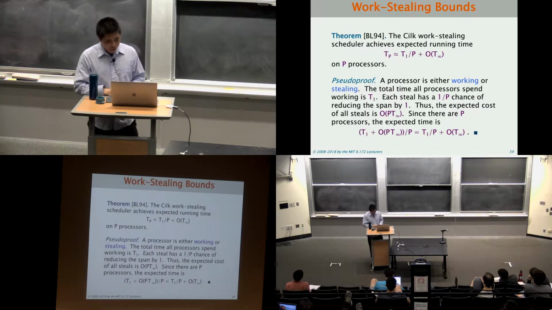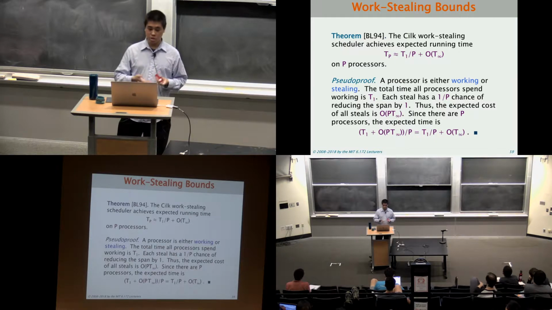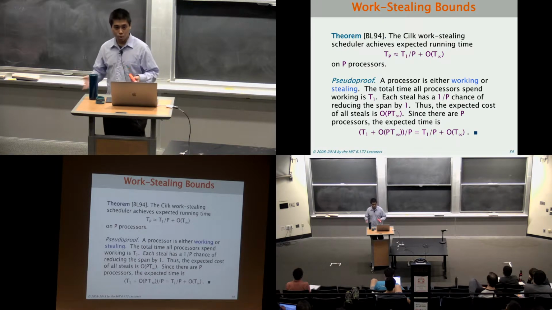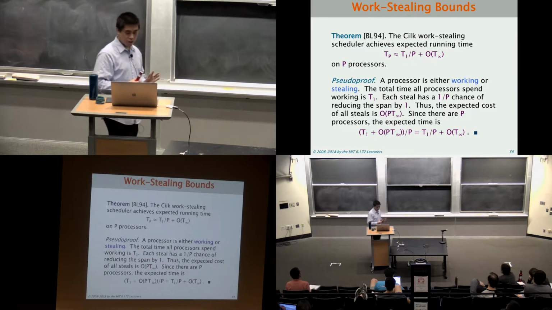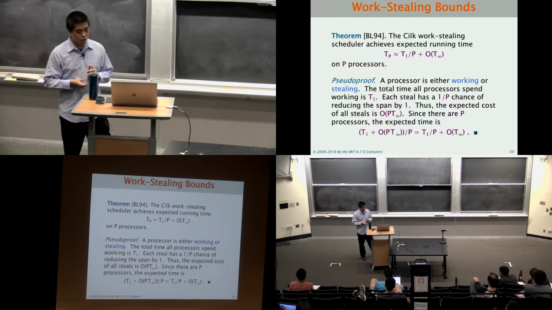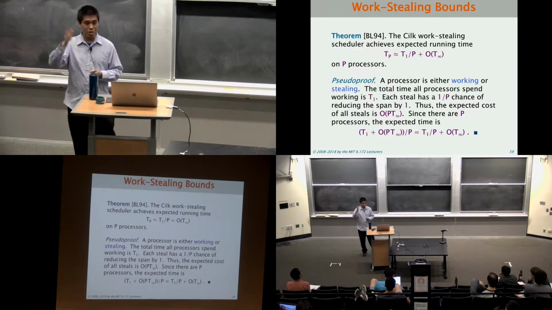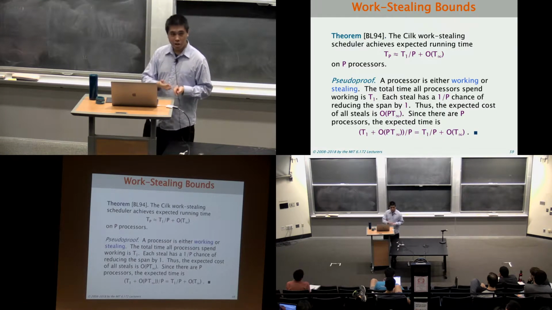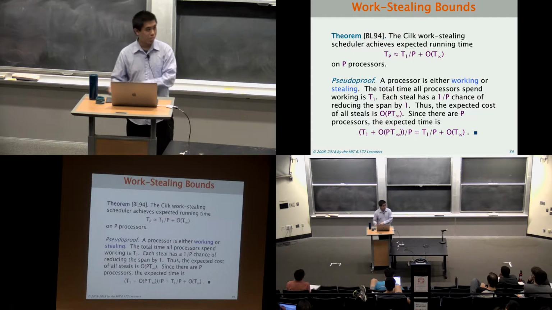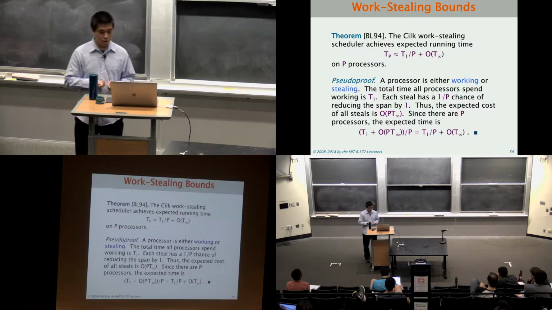A processor is either working or stealing at every time step. The total time that all processors spend working is just T1, because that's the total work that you have to do. And when it's not doing work, it's stealing. Each steal has a 1 over P chance of reducing the span by 1, because one of the processors is contributing to the longest path in the computation DAG. There's a 1 over P chance that I'm going to pick that processor, steal some work from it, and reduce the span of my remaining computation by 1.